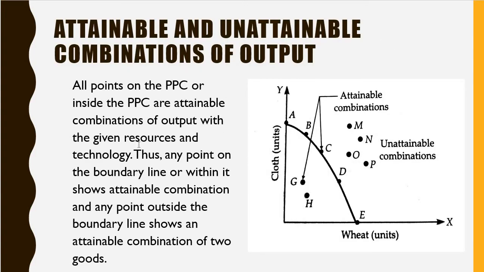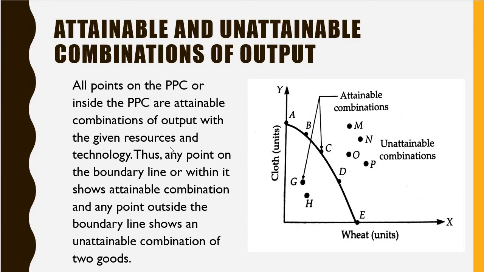Now, another subtopic under production possibility curve is attainable and unattainable combinations of output. All points on the PPC or inside the PPC are attainable combinations of output with the given resources and technology. Thus, any point on the boundary line or within it shows attainable combination. And any point outside the boundary line shows an unattainable combination of two goods.